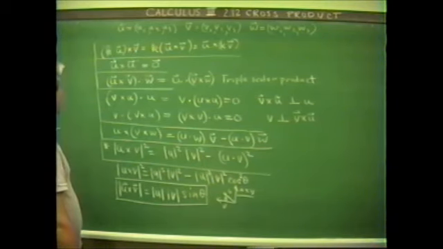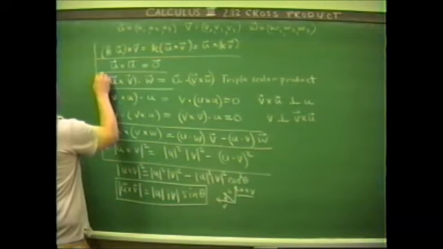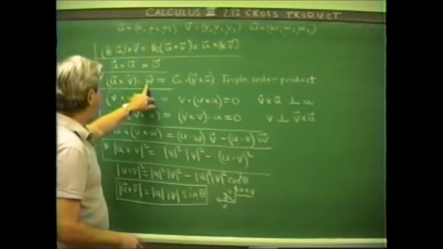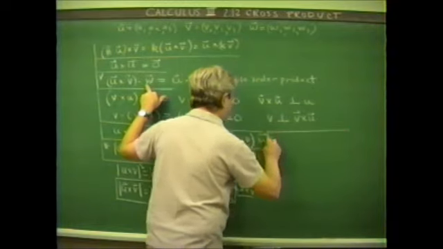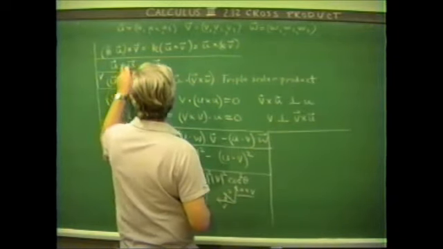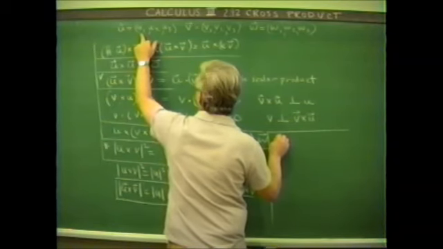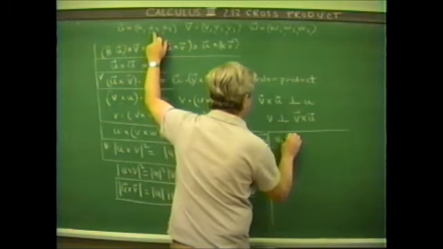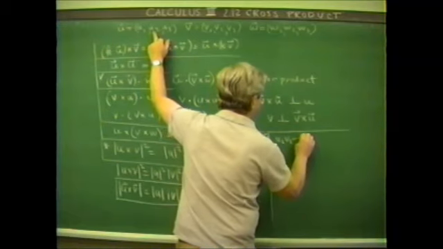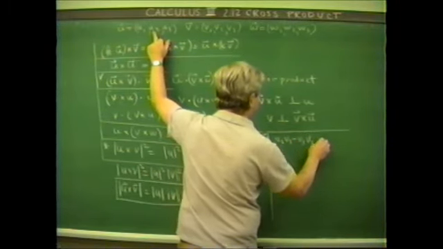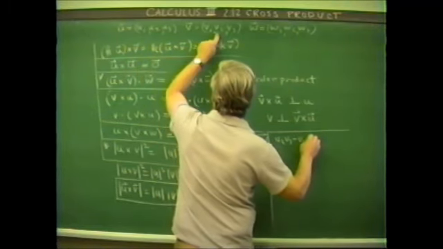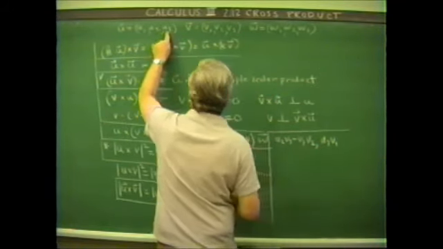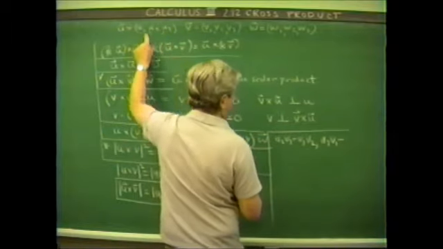Let us check this right here. U crossed V, and we want to dot that with W. So what happens here? Let's check it over here. U crossed V is what? Its first component is going to be u2v3 minus u3v2. The second one, the j component, is going to be u3v1 minus u1v3.